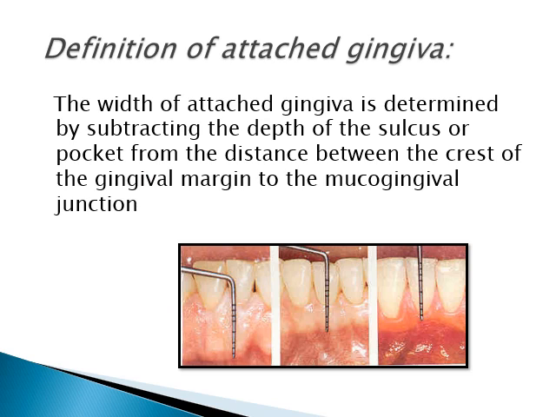To determine the width of attached gingiva, we measure the distance from the crest of the gingival margin till the mucogingival junction, and subtract from it the depth of the periodontal pocket or the gingival sulcus. As you notice, the width of attached gingiva differs from one person to another. Here is the width of the attached gingiva: wide, moderate. Here, nearly no amount of attached gingiva.